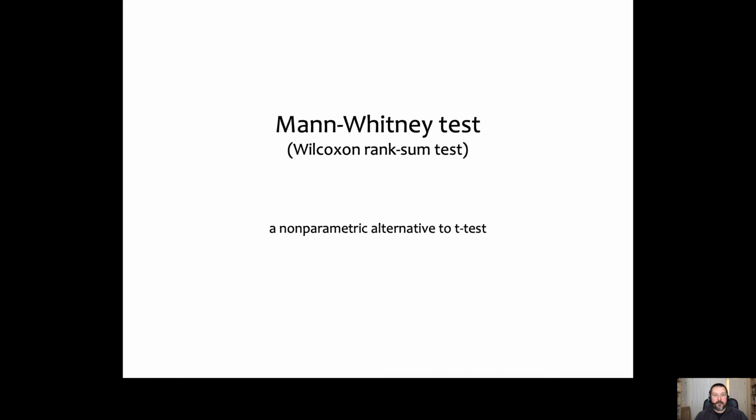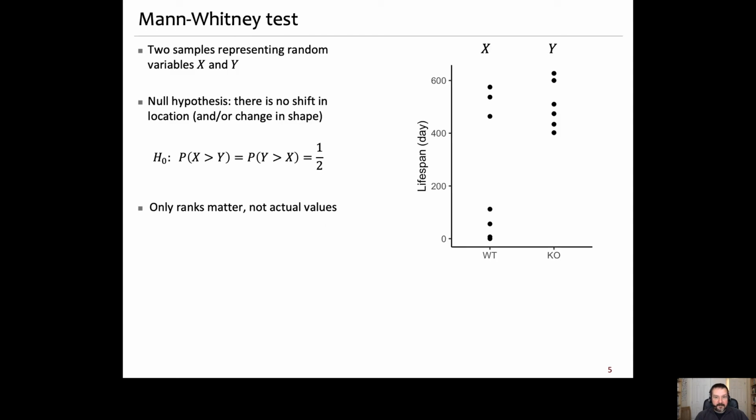We start with the Mann-Whitney test, which is also known as the Wilcoxon rank sum test. Some of these names are a little bit of a mouthful, unfortunately. This test is a non-parametric alternative to a t-test. In the Mann-Whitney test, there are two samples representing two random variables. I'm going to call them X and Y for the purpose of this definition.